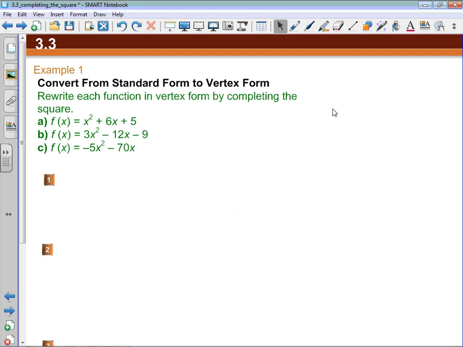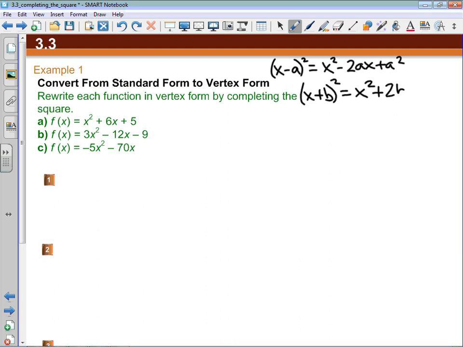3.3 example 1, we start doing that completing the square. And before we do anything, I want to reiterate and focus on the idea that what we're looking to do here is get one of two forms, which is x squared minus 2ax plus a squared if it's (x minus a) squared, or if we have (x plus b) squared, it should be x squared plus 2bx plus b squared. And what we're looking to do is manipulate these expressions to be what we call a perfect square trinomial.